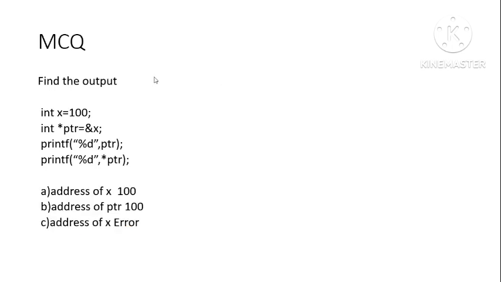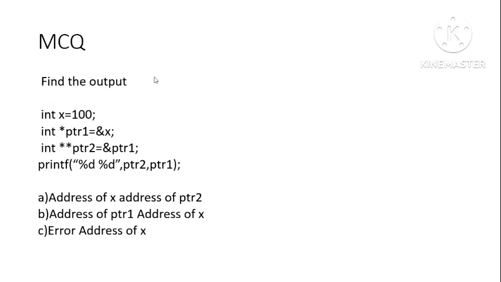Now we will take this example. Integer x is equal to 100, then int star PTR is equal to ampersand of x. Now when I print PTR, PTR contains the address of x here. So the first answer is address of x, and star of PTR. PTR has an address, so star of PTR, the value on the address, is actually 100. So again, the answer is the first one, address of x and 100.